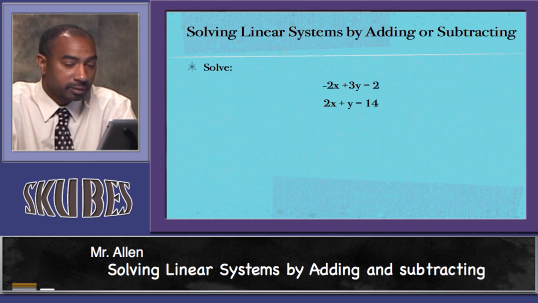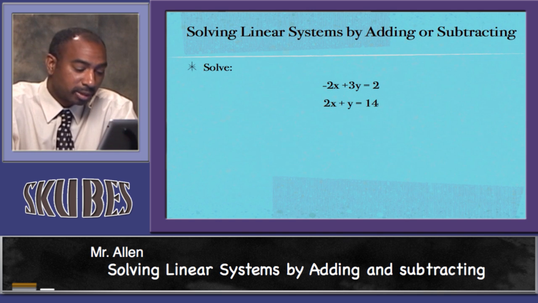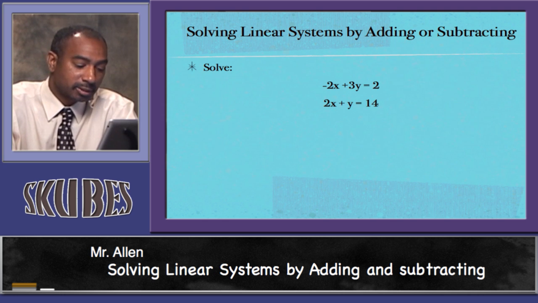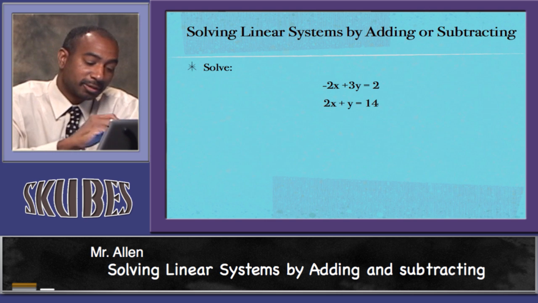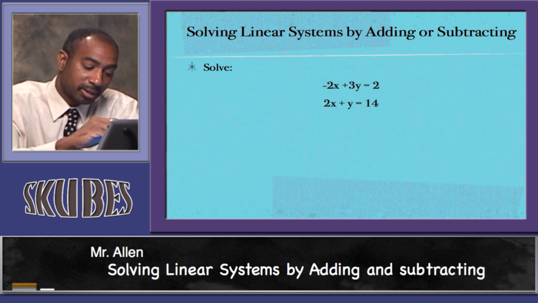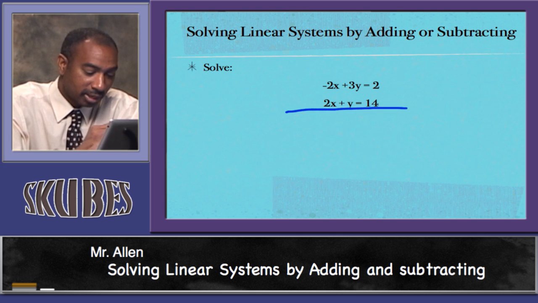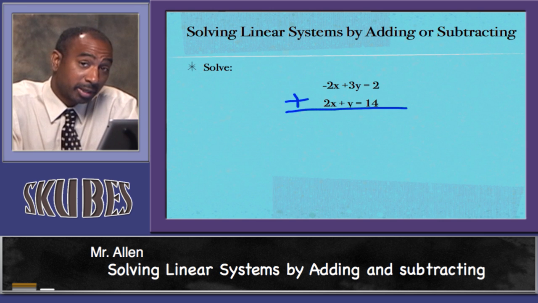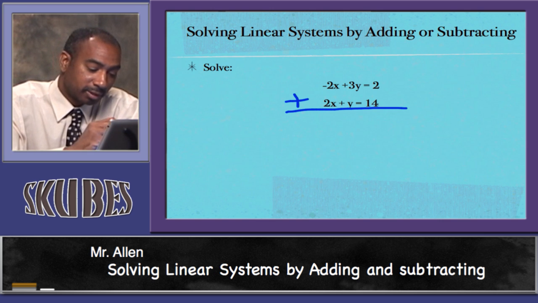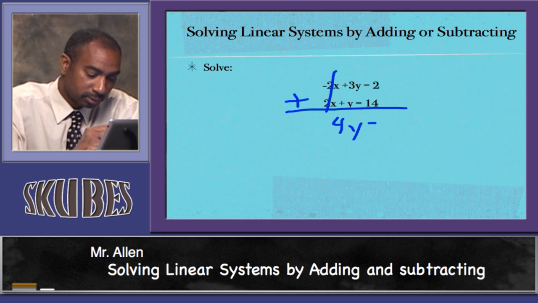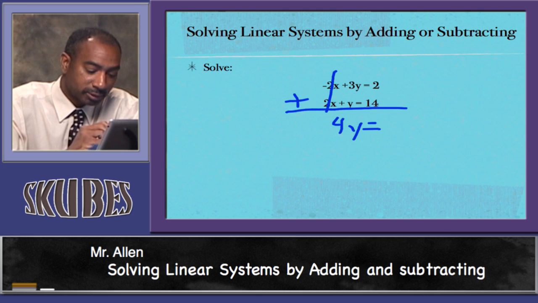All right, solve the system. Negative 2x plus 3y equals 2, and 2x plus y equals 14. Again, if you add these as is, notice that the x term is negative 2x and the bottom one is 2x. So you don't need to adjust anything. You just go ahead and add them up, because you can eliminate the x term. Negative 2x plus 2x is 0. And then 3y plus y is 4y. And 14 plus 2 is 16.